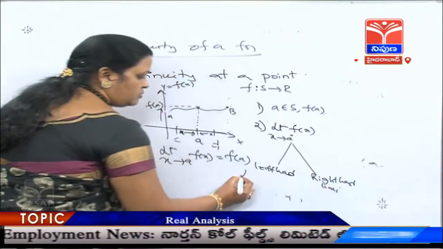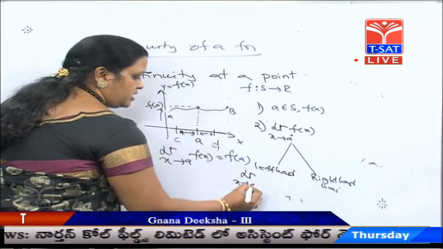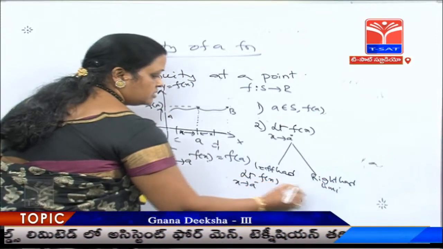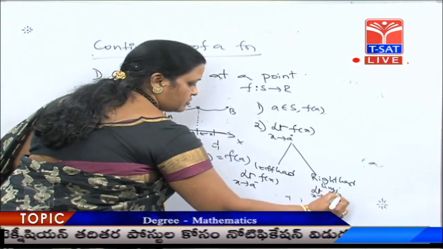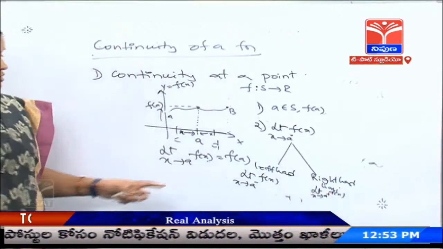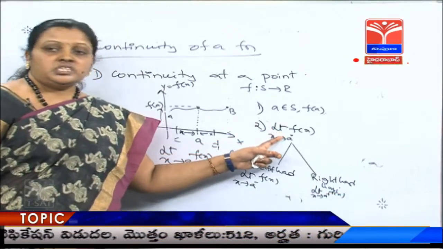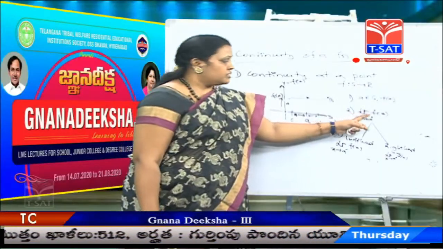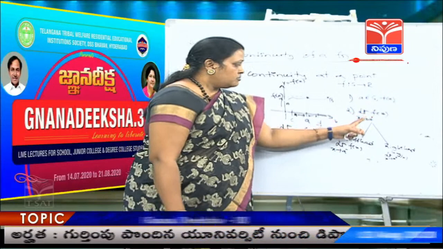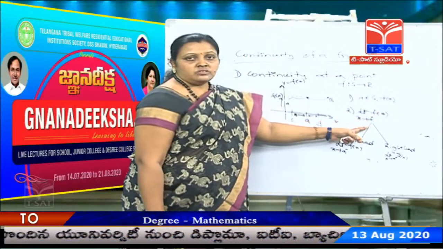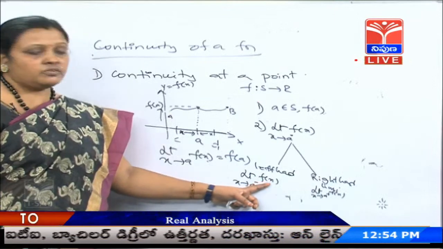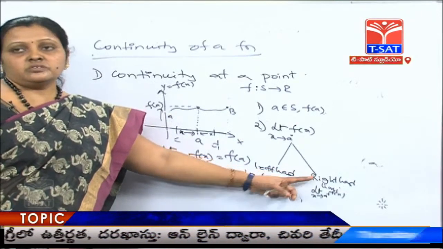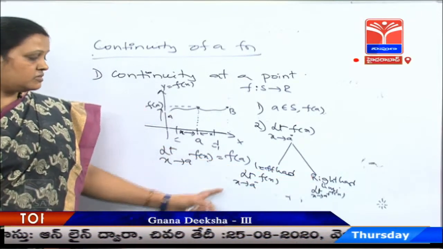So, left hand limit means limit x tends to a minus f of x, and right hand limit is limit x tends to a plus f of x. So, we are saying the second condition is limit x tends to a f of x. Wherever this limit exists, we have to verify that limit x tends to a minus f of x exists and limit x tends to a plus f of x exists.